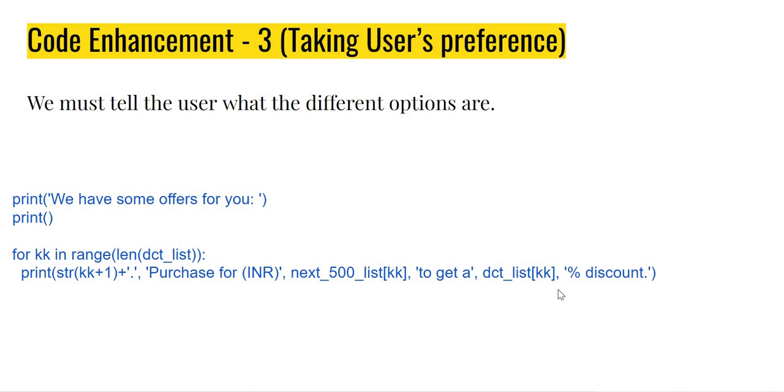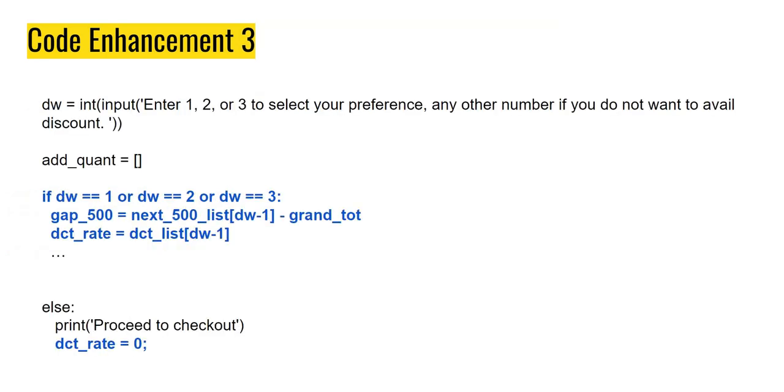Since there is more than one option, we don't ask the user just directly if he or she wants a discount or not. In fact, we want to know also what discount the user would want. So I go and modify my discount wanted to DW. I just made it concise for easier writing. Previously, I was using this as a string, but now I'll use it as an integer. And I'm saying, okay, look, enter 1, 2, or 3, select a preference, or any other number to not avail the discount.